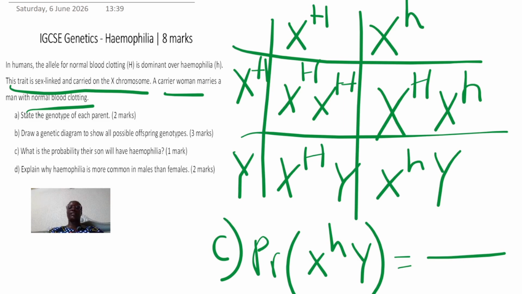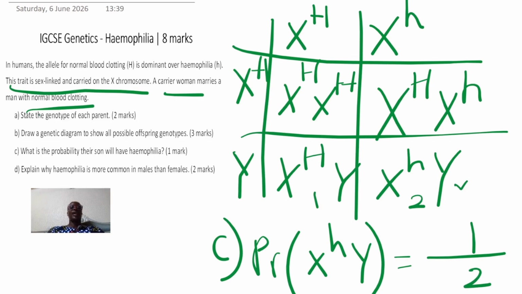Now, from our genetic diagram in part B, how many sons have hemophilia? Hemophilia is X small h. Sons have XY. So our answer lies in this second part here. Now, who has X small h Y? Just this one. So this son has hemophilia, 1 son. The other son has normal clotting. So total number of sons is 1, 2. So we have 2 sons. Therefore, the answer to part C is 1/2.